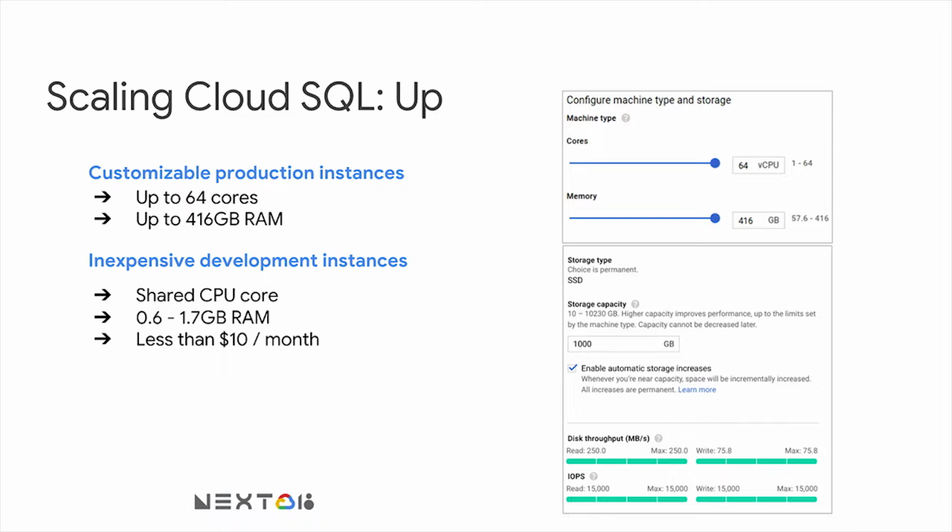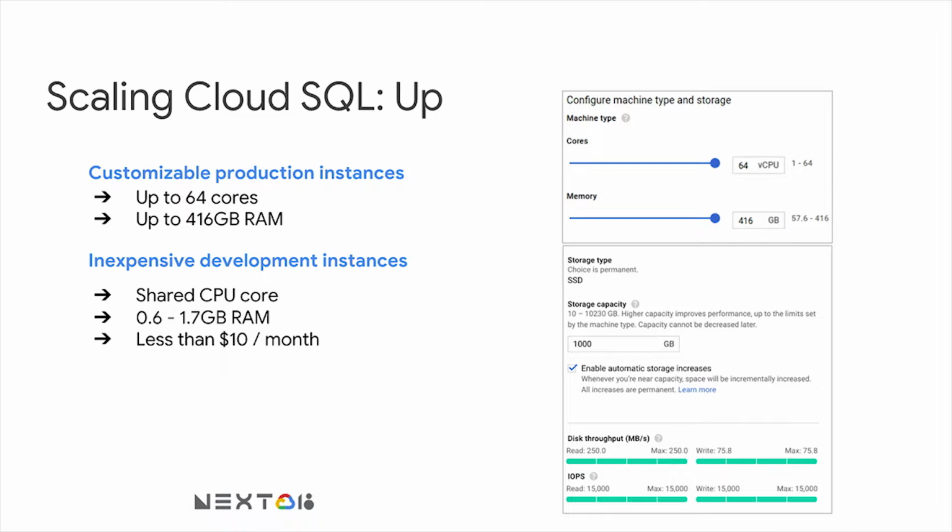Scaling Cloud SQL up, to start with, Cloud SQL starts very small. If you're new to Cloud SQL, instances start at less than $10 a month. They scale up right now to 64 CPU cores and more than 400 gigabytes of RAM. These numbers change over time. When we present again next year, these numbers will be larger. They were smaller last year, so expect more cores, more RAM, et cetera, over time.